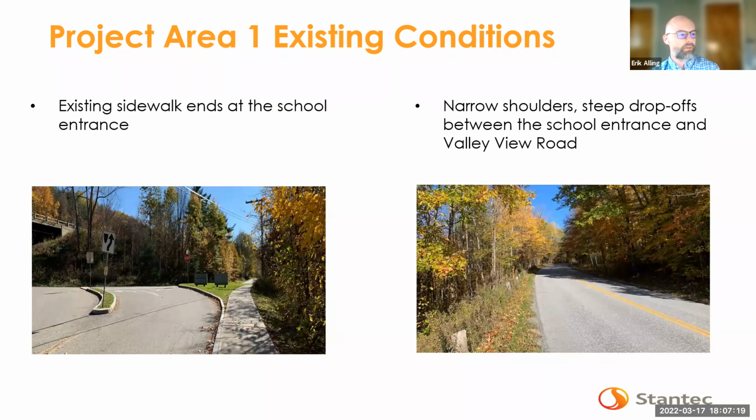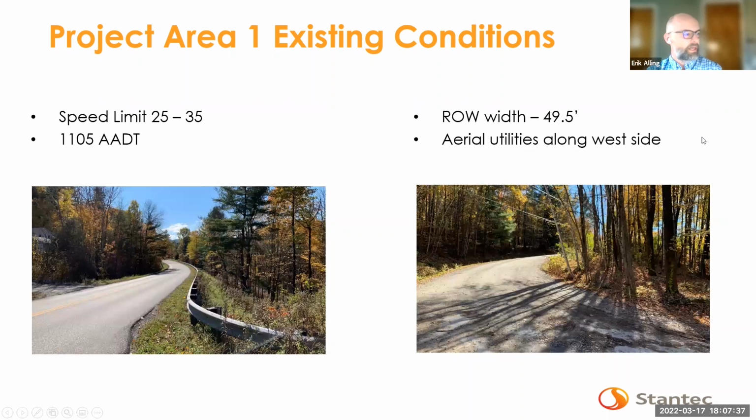So we can go through and talk a little bit about the existing conditions. There is some sidewalk that heads down towards the village, but it ends at the school drive. Shoulders are quite narrow. There's steep drop-offs just outside the shoulder in this area. Speed limit is 25 near the school, 35 as you go up the hill away from the school. About 1,100 vehicles per day travel this section of road. It's a right-of-way width of 49.5 feet, and there are aerial utilities on the west side, which is not the side that we're looking at for this project.